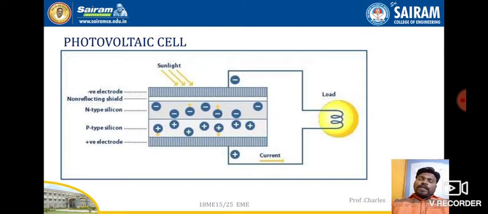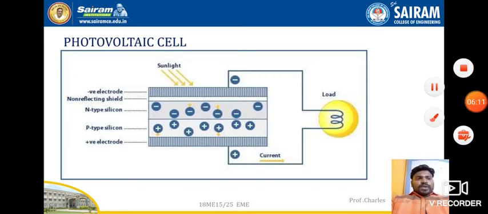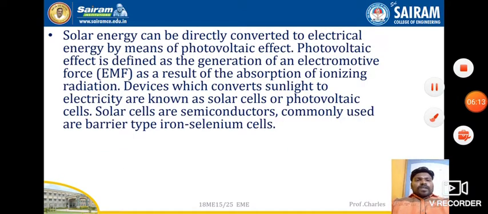So where all the applications are, I'll let you know. Where all it is used: electrical signals like train signals, and batteries, and then solar cars. So there are plenty of areas where these photovoltaic cells are used. All right. So let us see in detail.